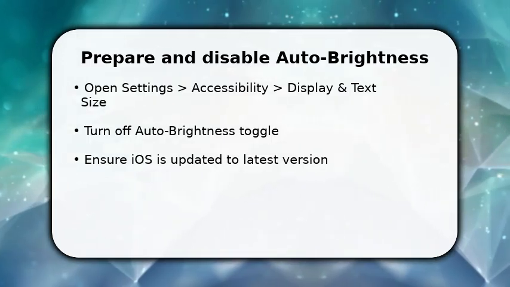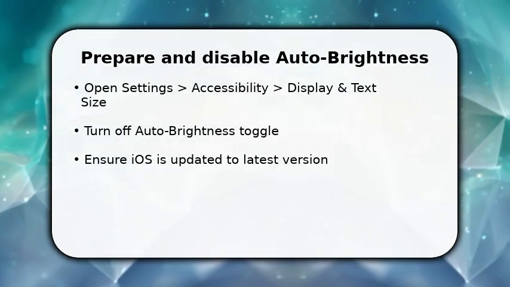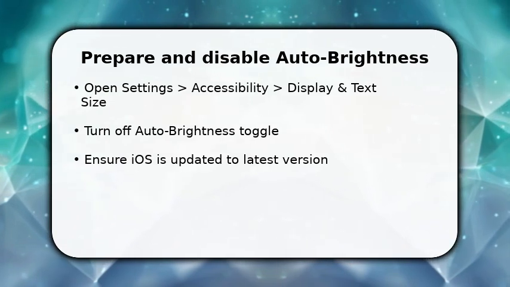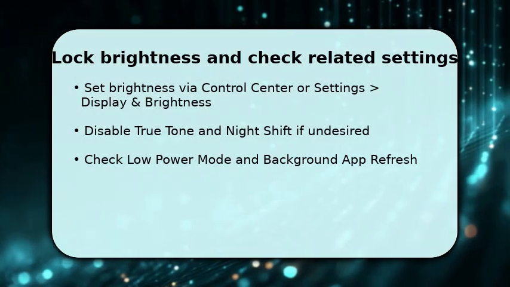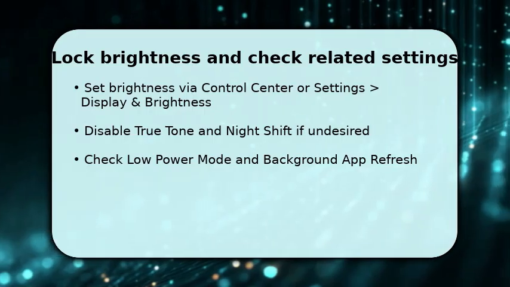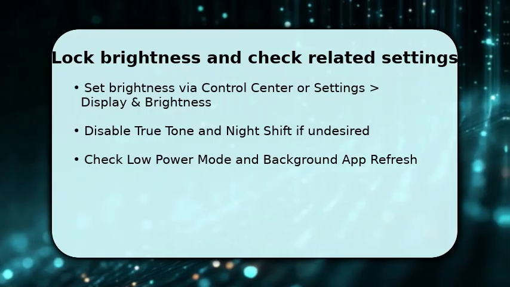Now that auto adjust is off, you're ready to lock brightness at your chosen level and check related settings. Set your preferred brightness using Control Center or Settings, Display and Brightness. Aim for a level comfortable in typical lighting.